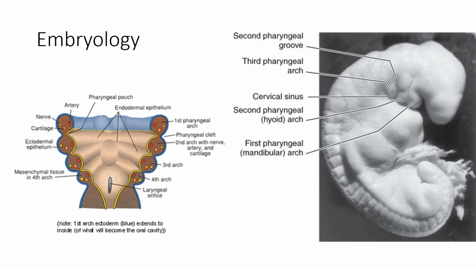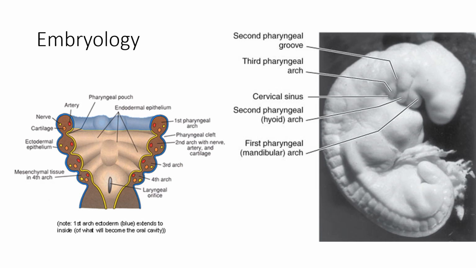So we're looking here at a picture on the right of a developmental stage. We can see that second pharyngeal groove, the third pharyngeal arch. We can see the cervical sinus, the second pharyngeal, or the hyoid arch. So remember, the hyoid is that tiny bone in the front of the neck. Kind of looks like a primitive mandible to me when I see it.